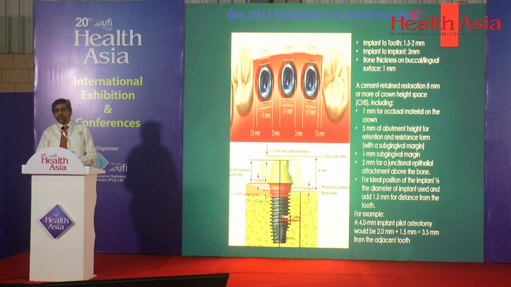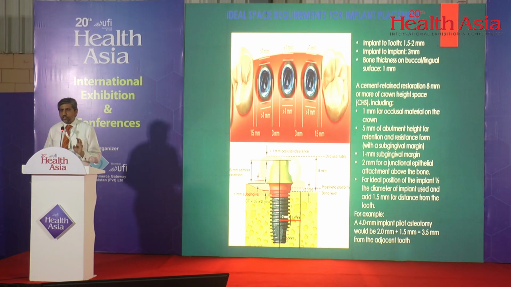The implant to implant distance should be 3 mm, and implant to tooth distance should be 1.5 mm minimum. This is the minimum distance you need to achieve in your patient, like 1.5 mm from the normal tooth, and around 3 mm from implant to implant. And for the restoration, you need at least 5 mm of the abutment in the oral cavity for a cement retained restoration. For a screw retained restoration, you need 2 to 3 mm of the abutment in the oral cavity.